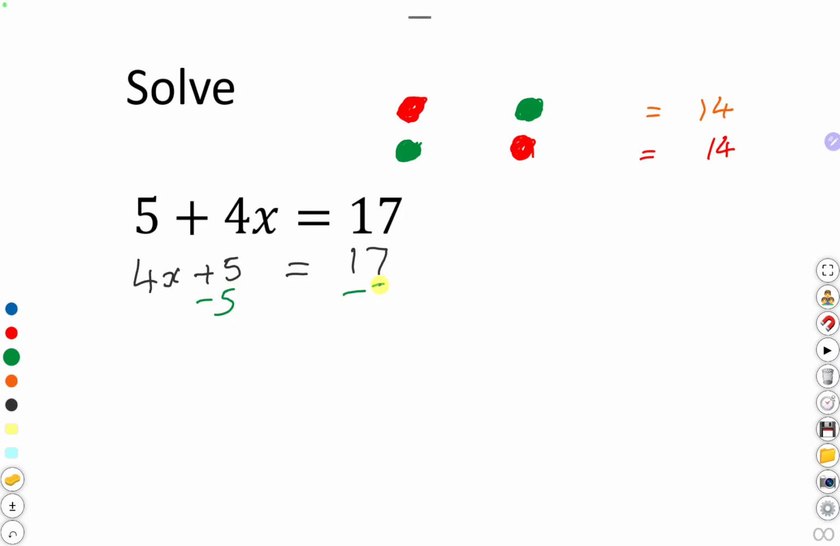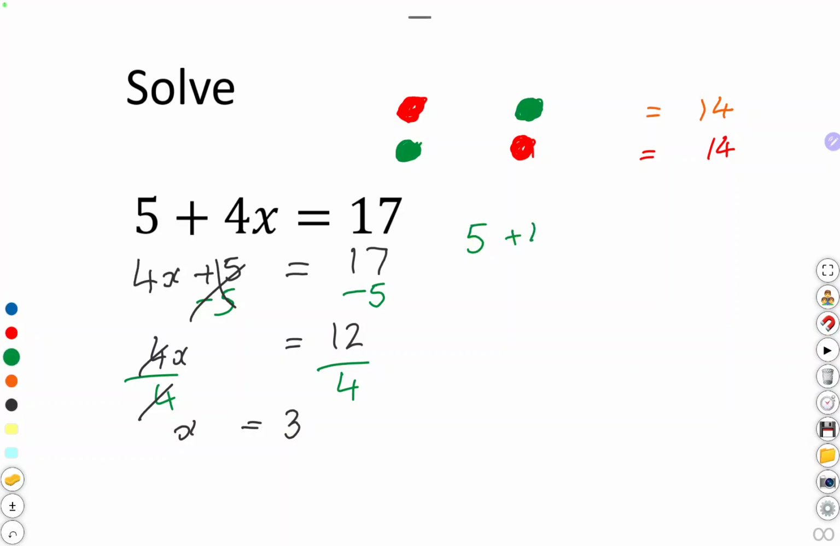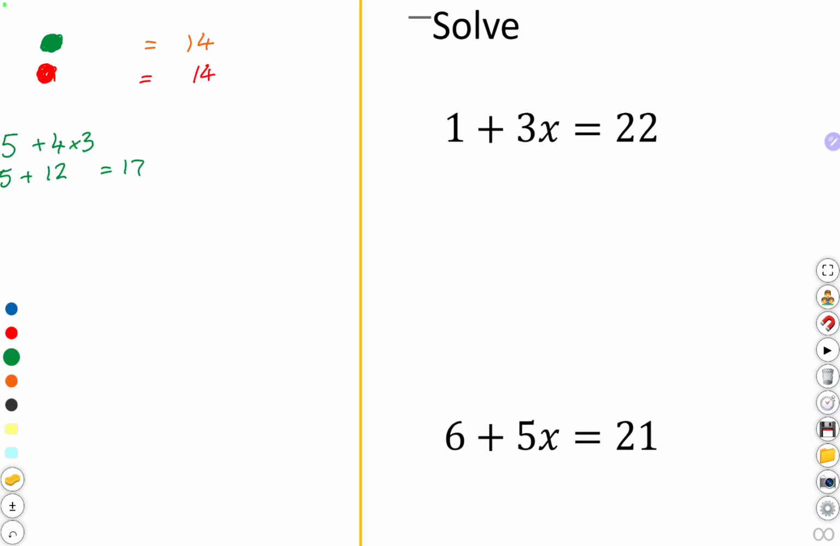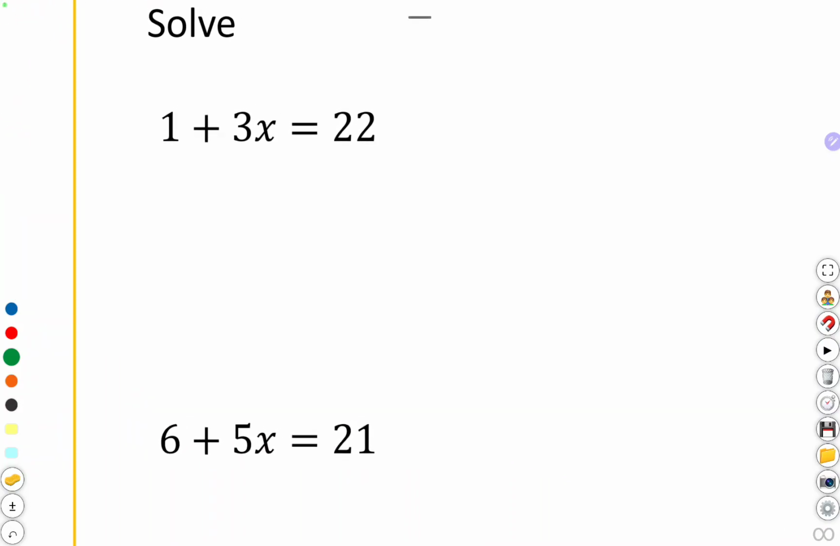So now I've got this. Everything else is straightforward for us, I would hope. So we can cancel the 5's here. And we've now got 4x equals 12. And then divide both sides by 4, and then we get x equals 12 divided by 4 is 3. Let's just check my answer. 5 plus 4 times 3, so 5 plus 12 equals 17. It's got to be correct, so I can move on. Have a go at these two questions, pause the video and have a go.